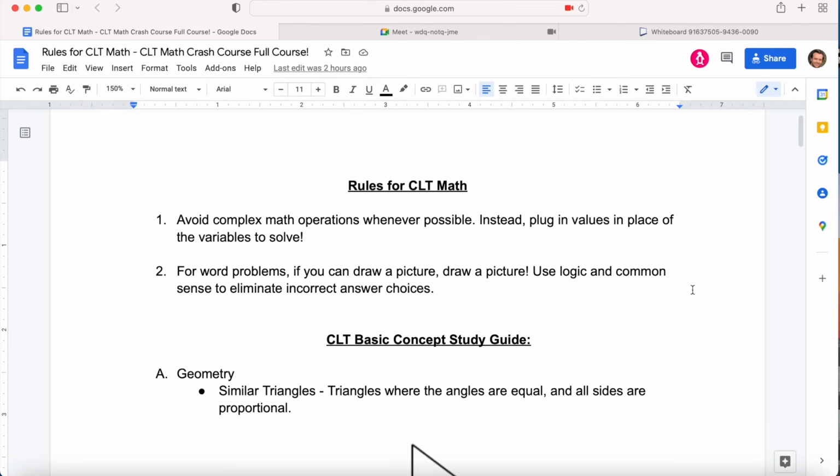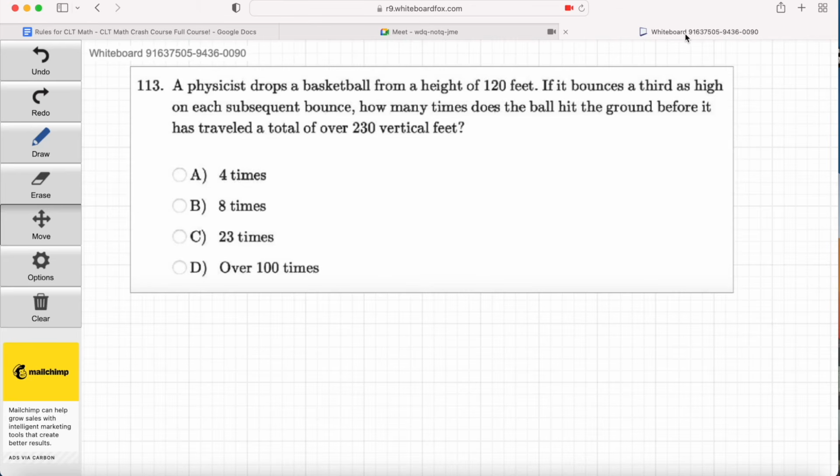For word problems, if you can draw a picture, draw a picture. Use logic and common sense to eliminate incorrect answer choices. Absolutely. This is really important. If you can draw a picture, good heavens, you need to. You've got to think about the question the right way first. A question like this one here is not about operations. It's just about understanding what the question's asking you and thinking about the situation the right way. And the way you're going to think about the situation describing the question is by drawing a picture. Okay? So let's draw a picture.